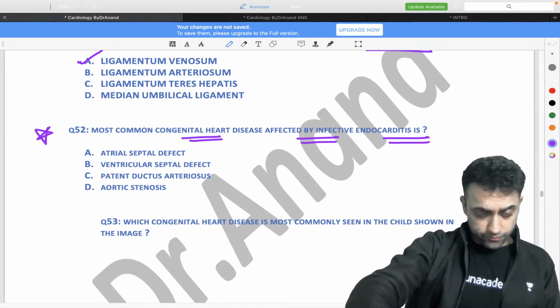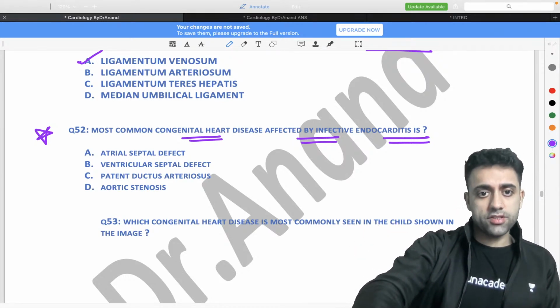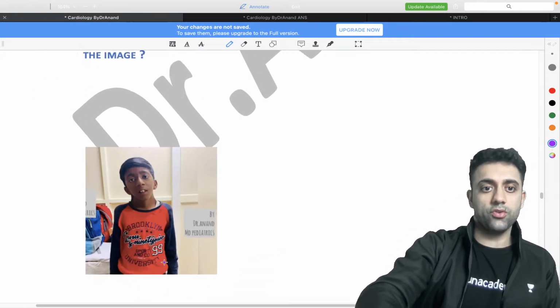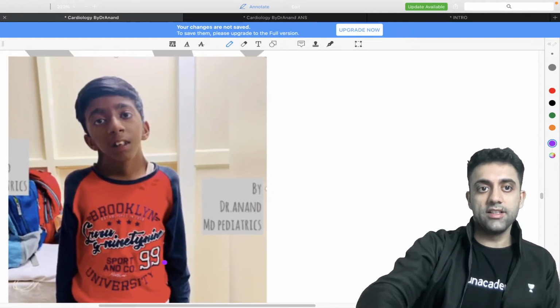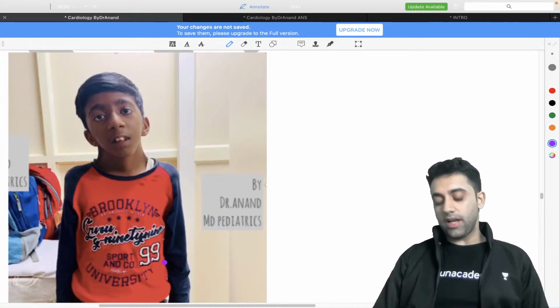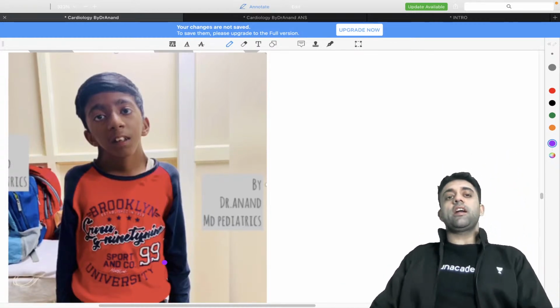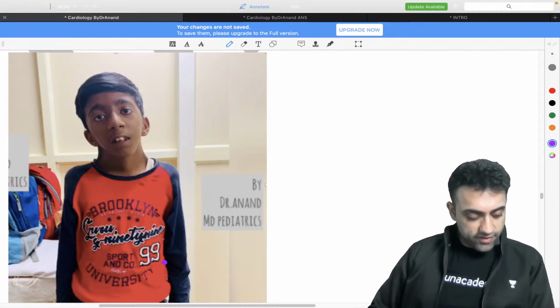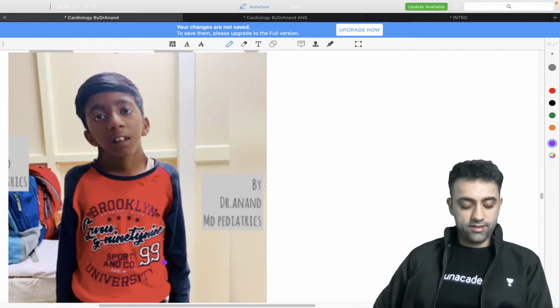Question 53. Which congenital heart disease is most commonly seen in the child shown below? Yes, I saw this child with my own eyes. It was referred from AIIMS, and this boy has, what you call, a webbed neck. A male with a webbed neck.